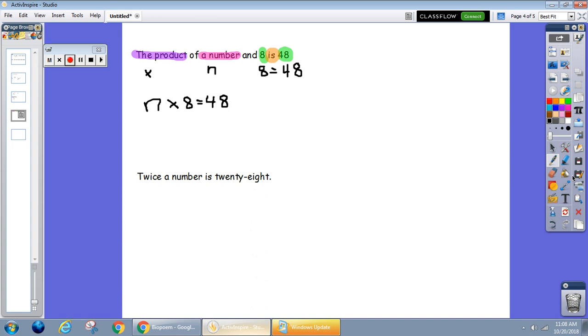All right, let's try this next one. Twice a number is 28. So 28 is going to be our constant. I see where it says my variable is a number. All right, here's the tricky part with this one. It's why I put it in here. What is the operation? I don't see anything that says sum or difference, product, you know, total, less than. But I do see the word twice, all right?